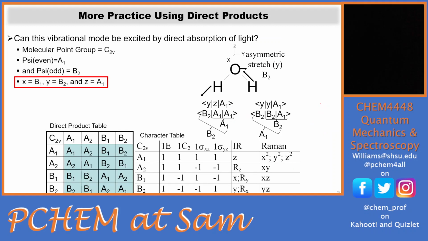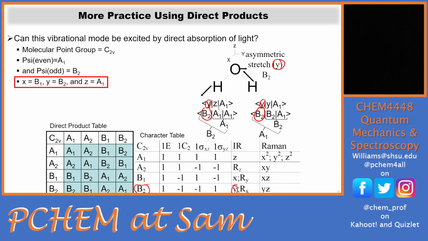Okay, so we have this asymmetric stretch, which has Y symmetry, because we went through and did the canceling arrows a couple of lectures ago, and we determined that that was Y symmetry. So down here we have Y symmetry, which is going to be B2, and so that's going to be the symmetry of that motion here. Y symmetry is going to give us B2 in both of these transition dipole moment integrals.